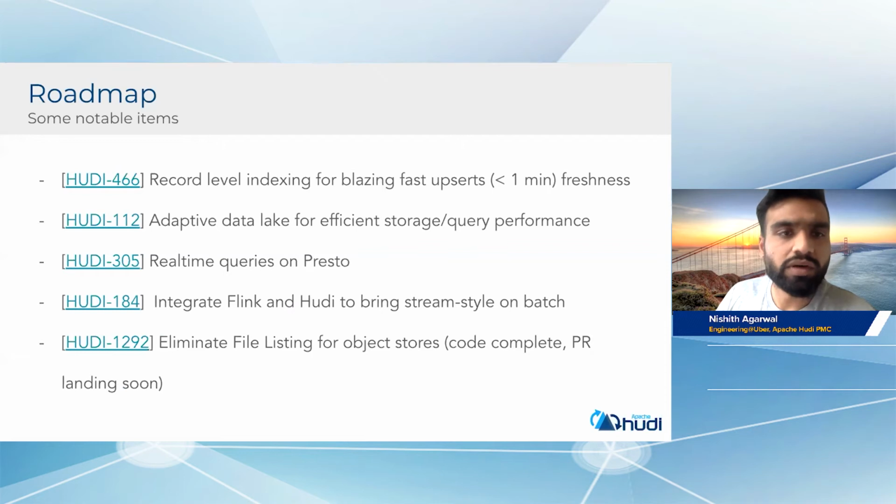Finally, I wanted to go over some of the items in the roadmap. We are working on something called record level indexing. Indexing is used to figure out how to perform upserts. I talked about pointish lookups. Pointish lookups are generally possible when you have some way to tell where to go and look up this data. So we're working on record level indexing to perform blazing fast upserts.